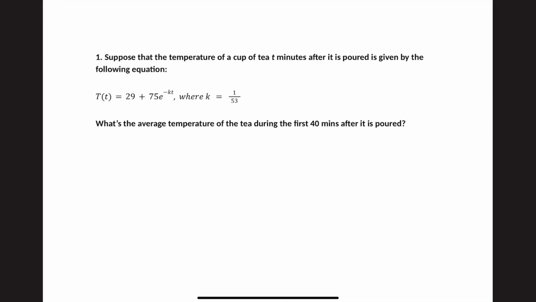In this video, we're going to go over some application questions involving the use of integrals. In question 1, it says suppose that the temperature of a cup of tea, t minutes after it is poured, is given by the following equation, where k equals 1 over 53. And you're asked what's the average temperature of the tea during the first 40 minutes after it is poured.